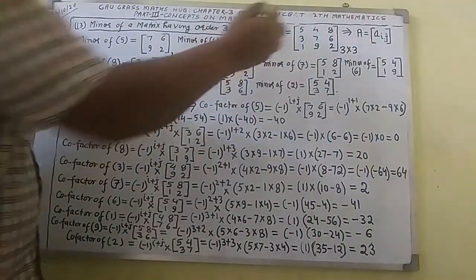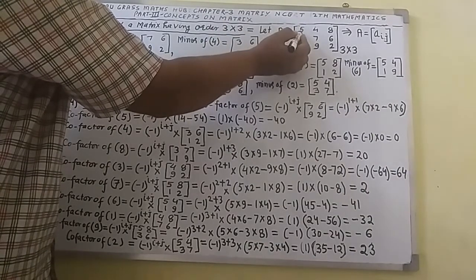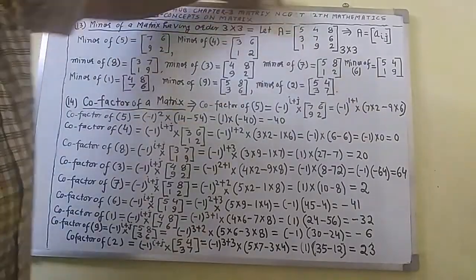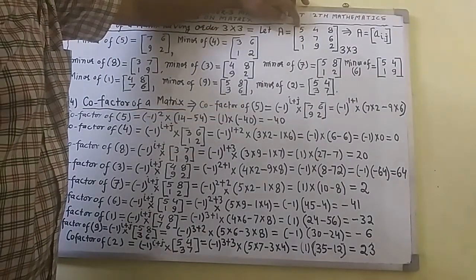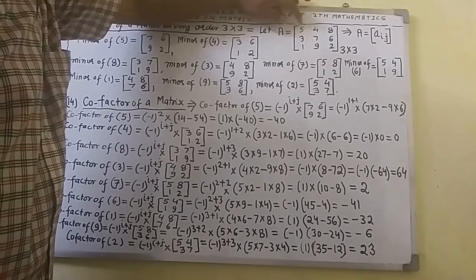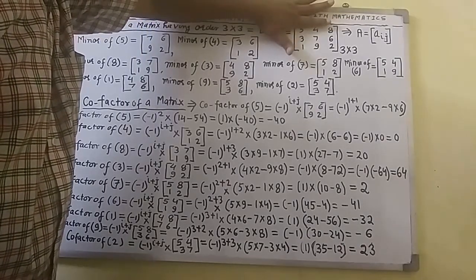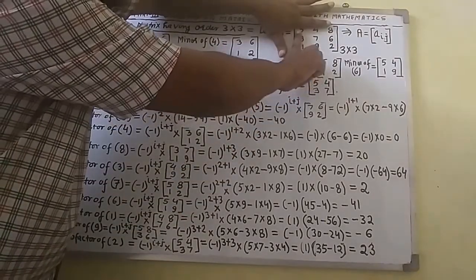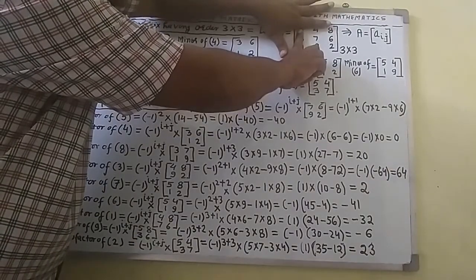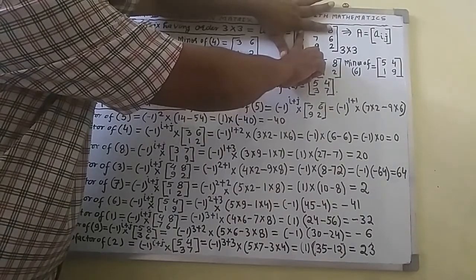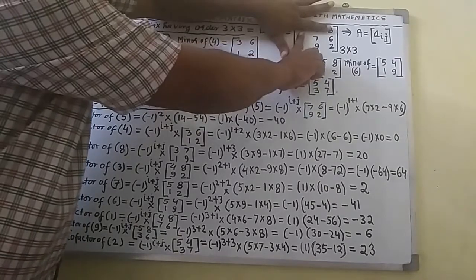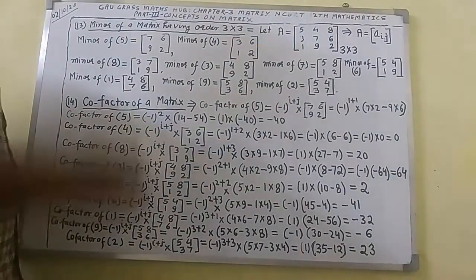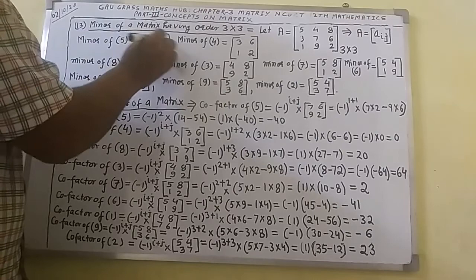Because here I have to get the minor of element 5. 5 is in the first row, so the first row will be hidden. And 5 is in the first column, so the first column will be hidden. So we will get the minor of element 5. The minor of element 5 will be 7, 6, 9, 2. So here I have written the minor of element 5: 7, 6, 9, 2.